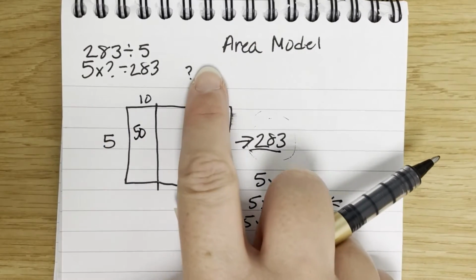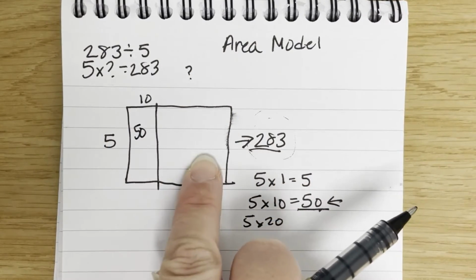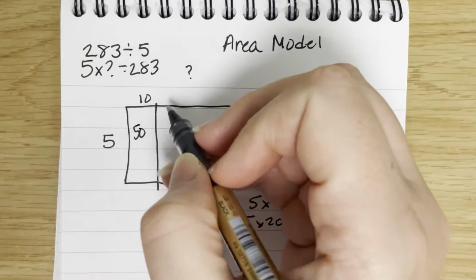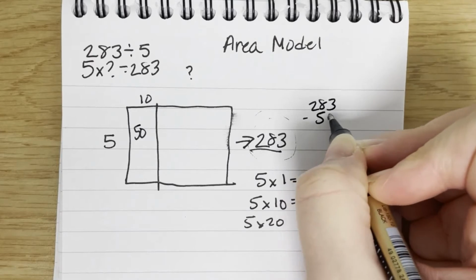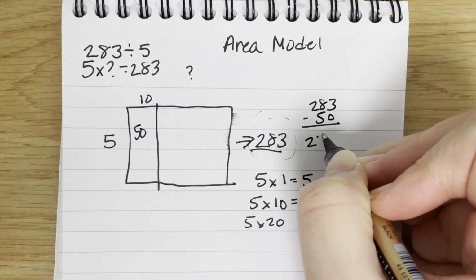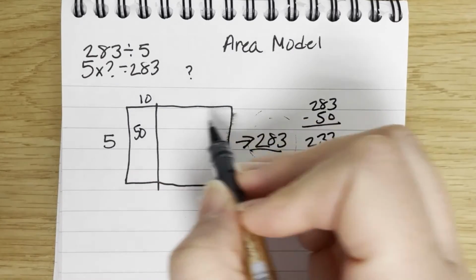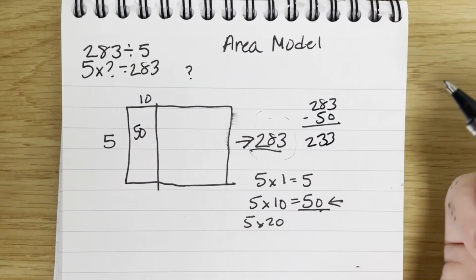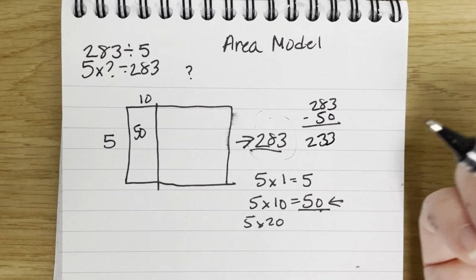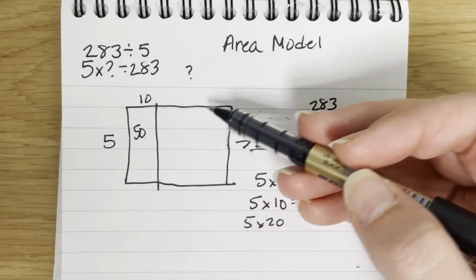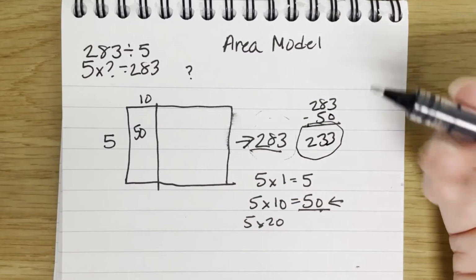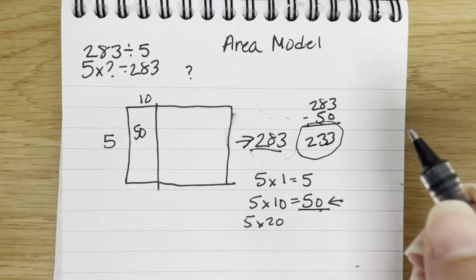So 5 times what else is going to give us the rest? Well, what is the rest? So you can do this on the side if you'd like, or you can do it inside the block here. It's up to you. So I have 233, and again, I want to get something close to that number.